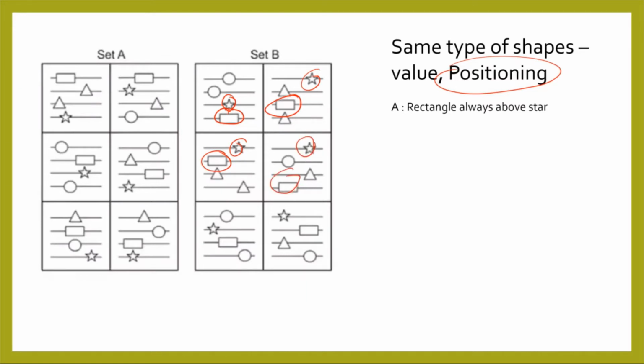Just to note, this may not be the case in all of them. Sometimes it may be that, for example, the circle might be above the rectangle. It might be different, so that's why you need to check set A and set B separately to make sure that this is the case. So we have our rule: the rectangle is always above the star for set A, and the rectangle is always below the star for set B.